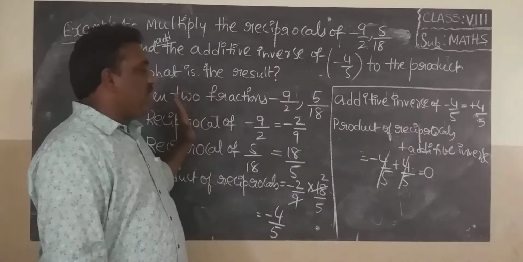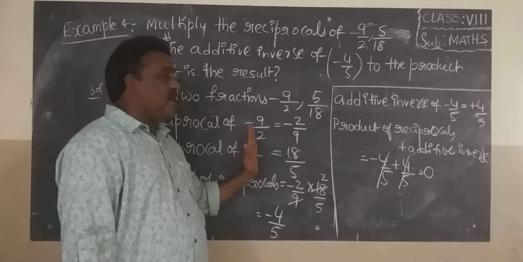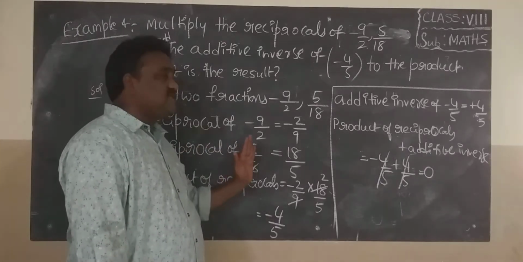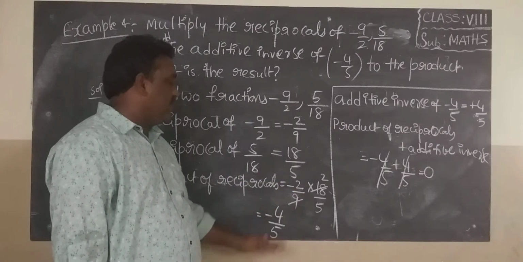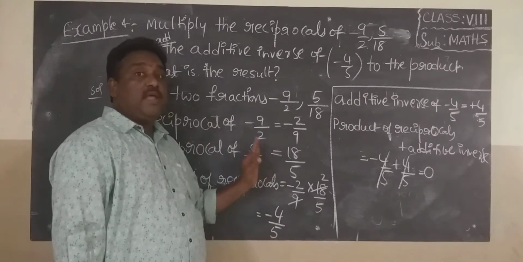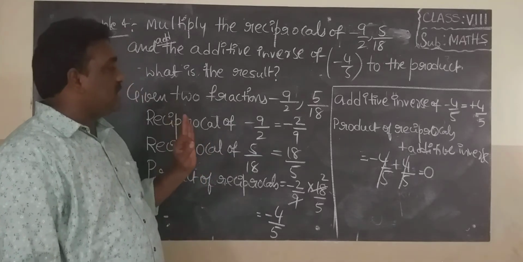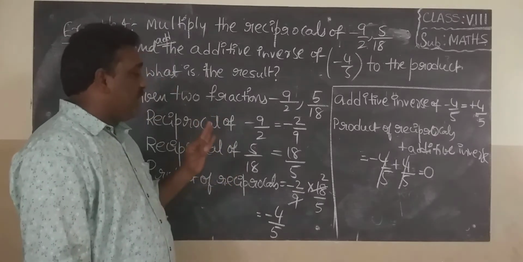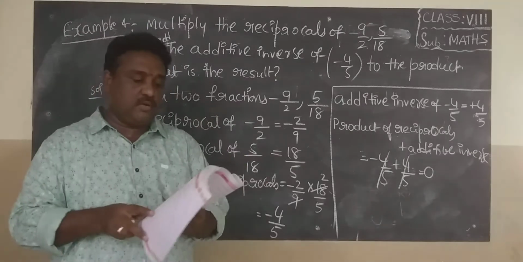First one, given two fractions, minus 9 by 2, 5 by 18. Reciprocal of minus 9 by 2 is minus 2 by 9. Reciprocal of 5 by 18 is 18 by 5. Product of reciprocals, minus 2 by 9 into 18 by 5. 9 to 18 2 times, minus 4 by 5. Then additive inverse of minus 4 by 5 is plus 4 by 5. Then product of reciprocals plus additive inverse equals minus 4 by 5 plus 4 by 5, cancel, you get 0. So that is example 4.